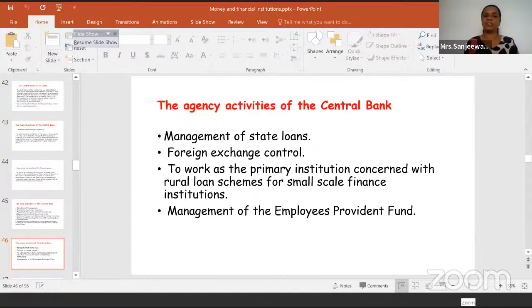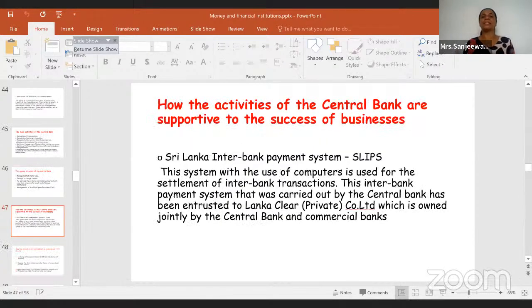Then how are the activities of the central bank supportive to the success of business? To make it a success, certain activities should be there. Sri Lanka Interbank Payment System, SLIPS. This system, with the use of computers, is used for the settlement of interbank transactions, from bank to bank. This interbank payment system carried out by the central bank has been entrusted to Lanka Clear. That is owned jointly by the central bank and commercial banks.